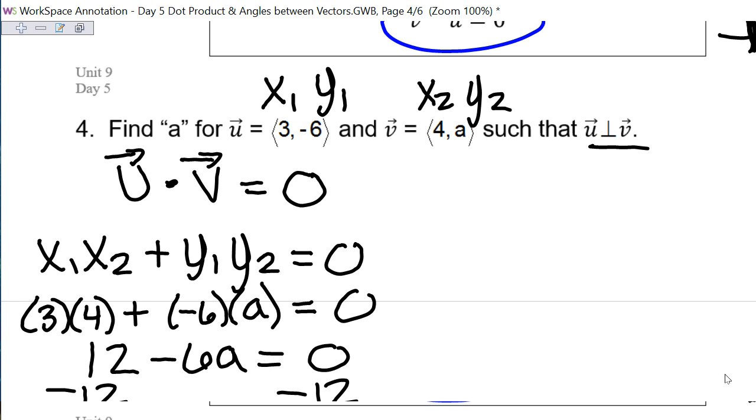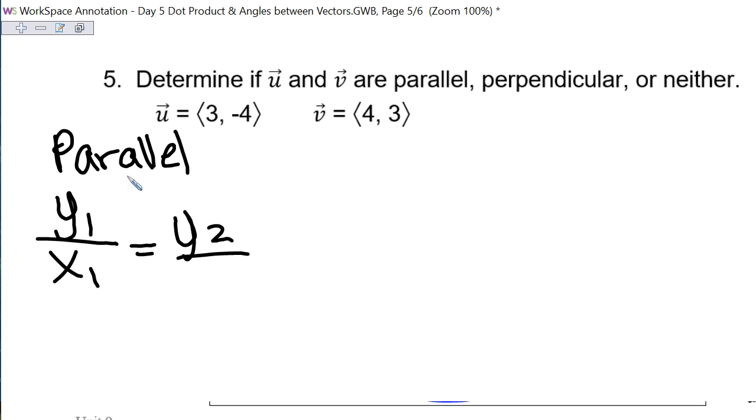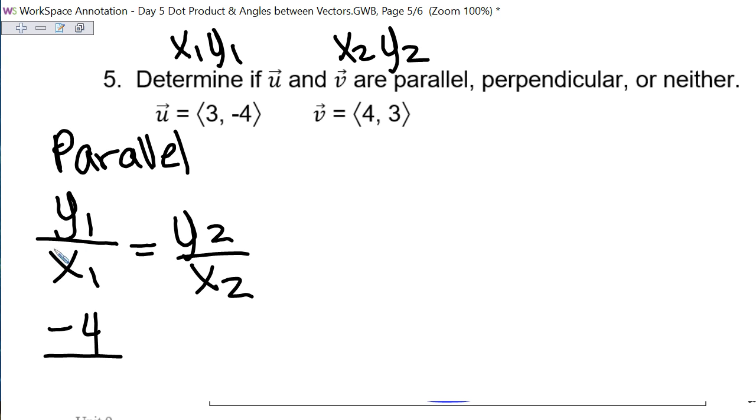Next one, number 5. Number 5 is to determine if vector u and vector v are parallel, perpendicular, or neither. So let's start with parallel. If they are parallel, that means the ratio of y1 over x1 is equal to y2 over x2. If they are parallel, those ratios are the same. So again, label your vectors. So vector u, label it x1, y1. Vector v, label it x2, y2. What do I put for y1? -4. What do I put for x1? 3. What do I put for y2? 3. And what do I put for x2? 4. Are these ratios the same? No, they are not. So that means they are not parallel.